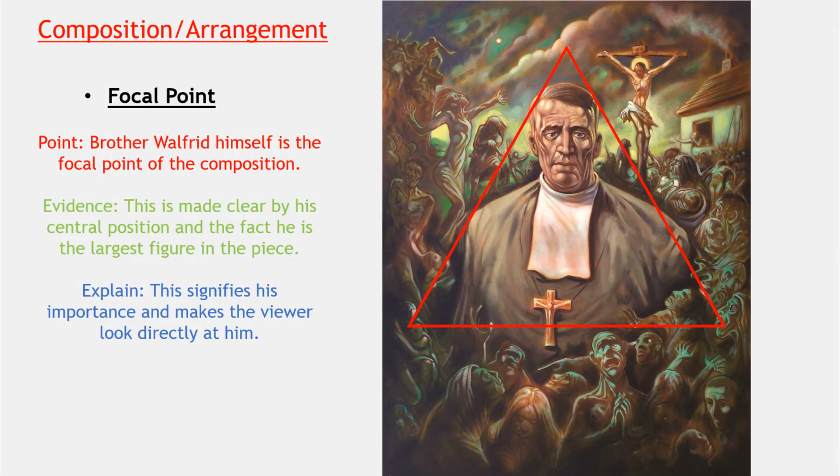Okay, so we'll move on to look at the composition of Brother Walfrid by Peter Howson. And similar to the last point about Frida Kahlo, Peter Howson has made Brother Walfrid himself the focal point of the composition. This is made clear by his central position and the fact that he is the largest figure in the piece. And this is effective as it signifies Brother Walfrid's importance and it makes the viewer look directly at him.